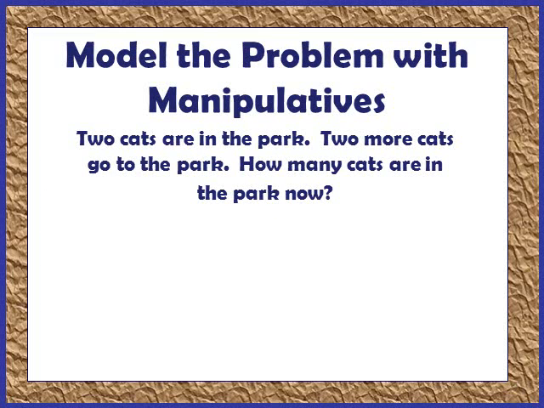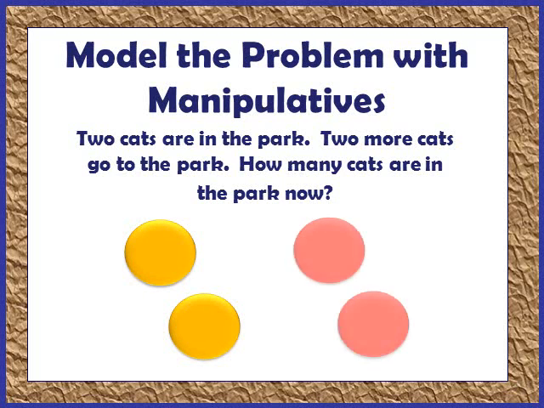Let's go back to looking at modeling a problem with manipulatives. Let's revisit that problem about the cats. It says 2 cats are in the park. 2 more cats go to the park. How many cats are in the park now? This is the most basic type of problem solving, and this is what we're going to be expecting students to do towards the beginning of kindergarten.